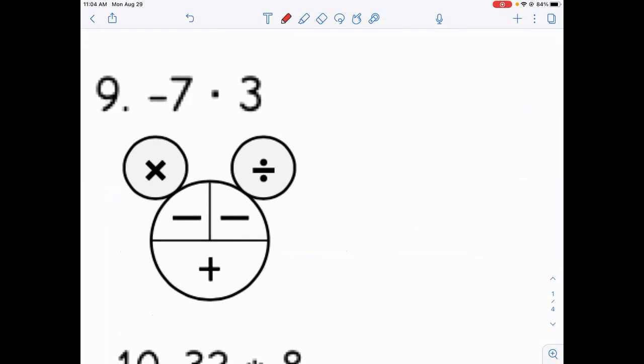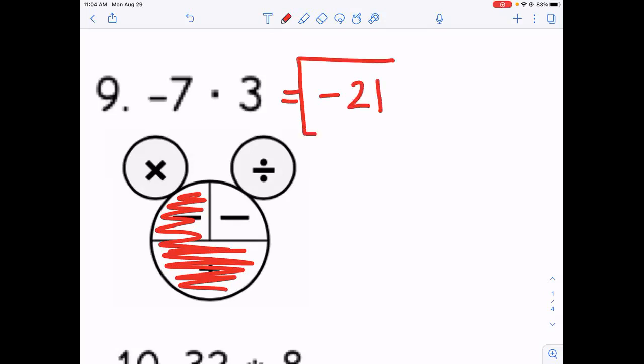Okay. First of all, I want you to think for yourself, is our answer positive or negative? Just think to yourself. Lauren, positive or negative answer? Okay, we're multiplying a negative times a positive. And so our answer is going to be negative. So I'm going to put my negative sign, and Braxton, what is 7 times 3? 21. So our answer is a negative 23.